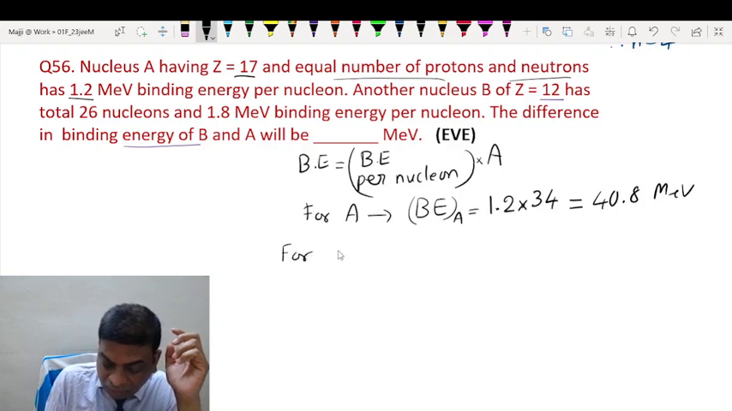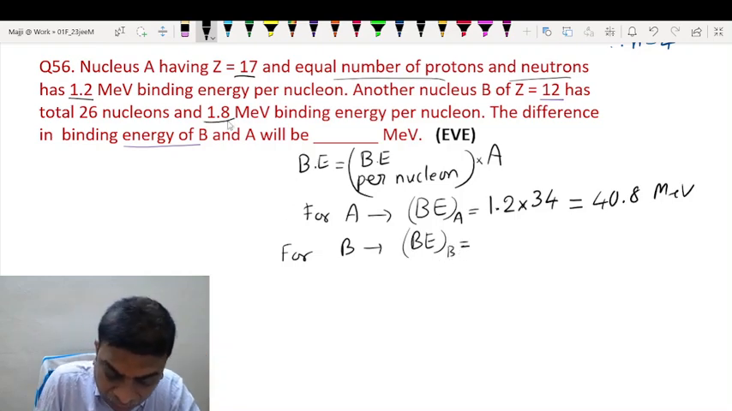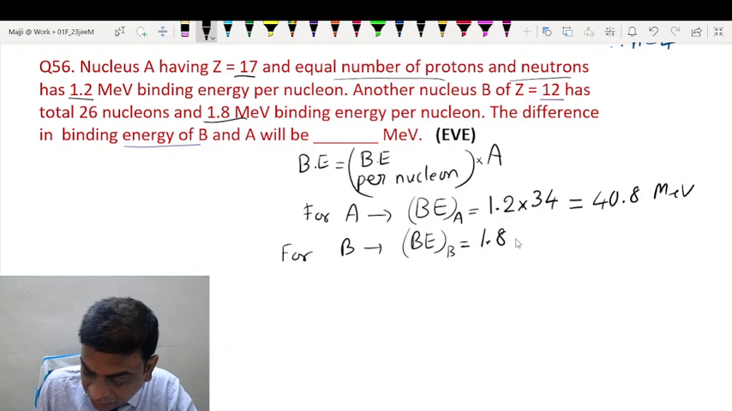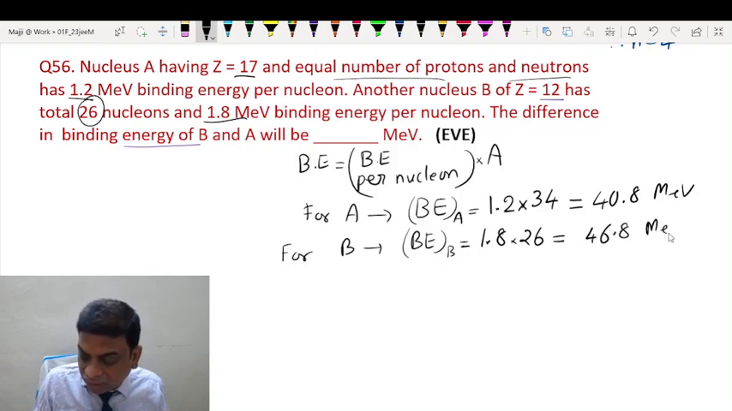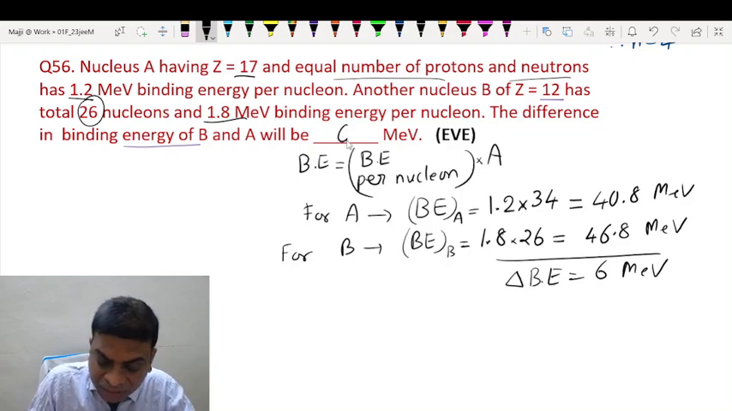Then similarly for B, binding energy per nucleon is 1.8 and the total number of nucleons is 26 plus 12. So this turns out to be 46.8 million electron volt. So the required difference in binding energy will be 6 million electron volt. So 6 is the answer.